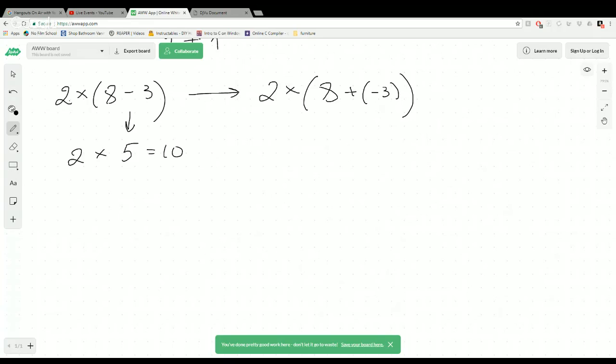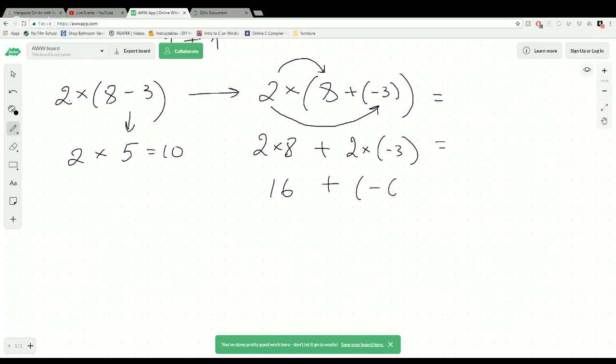And now we can use the distributive property, right? 2 times 8 plus 2 times negative 3. Now 2 times 8 is 16, plus 2 times negative 3 is negative 6. And what is 16 plus negative 6? 10. Same as here. So we now have two options. We either rely on our knowledge of the order of operations and do what's in parentheses first, or we apply the distributive property.